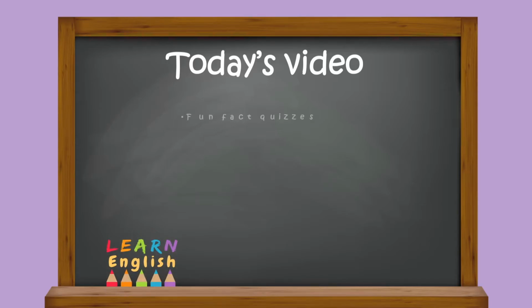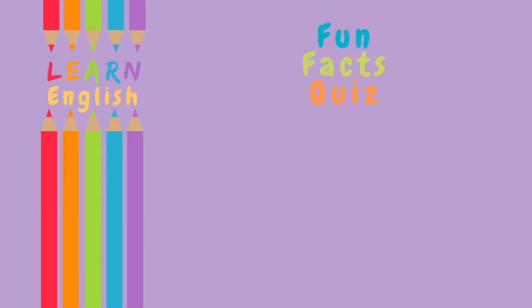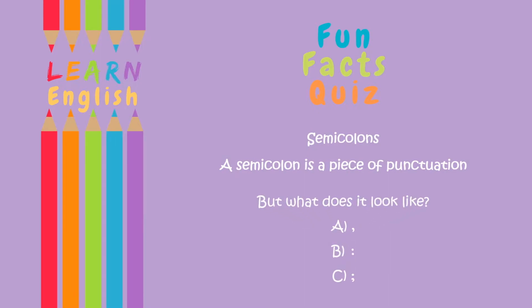Coming up today, we will be doing fun fact quizzes, finding out what is a semicolon, and writing semicolon sentences. So, let's start with our quiz. A semicolon is a piece of punctuation, but what does it look like? The answer is C. It looks like a full stop with a comma floating in the air, like its hat. Well done if you got that right.